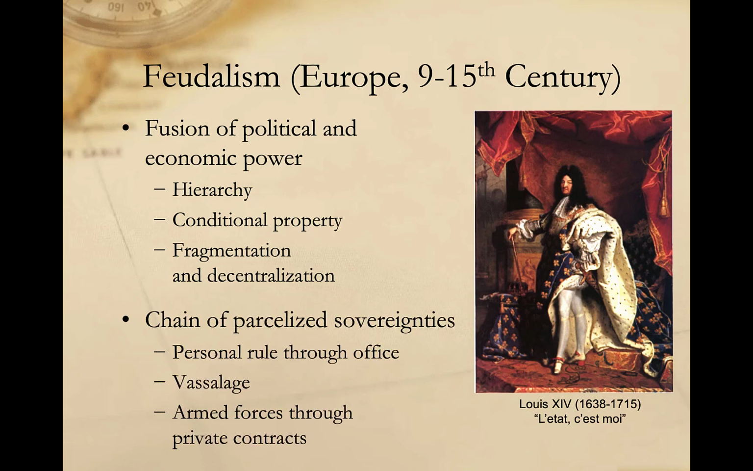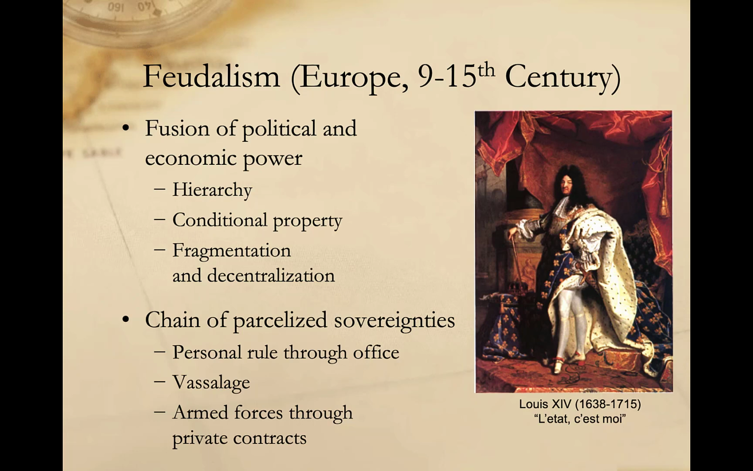Political authority was also decentralized and conditioned on individual relationships, a chain of parcelized sovereignties. There was no state in the sense of an independent institution outside the individual actors who comprised it. As Louis XIV, the King of France from 1643 to 1715, famously decried, "L'état c'est moi, I am the state."